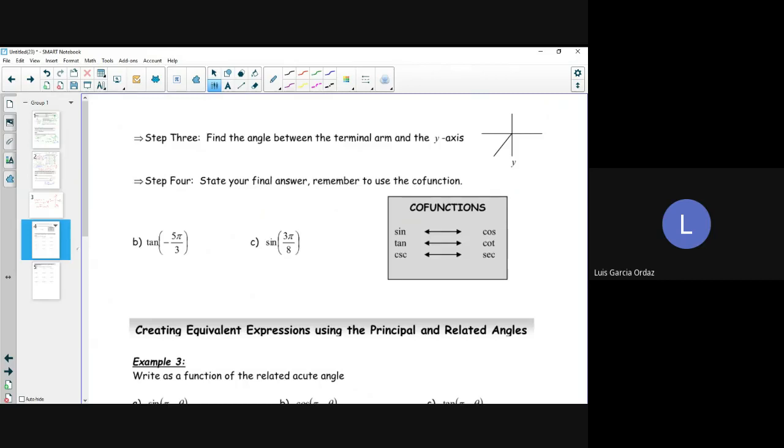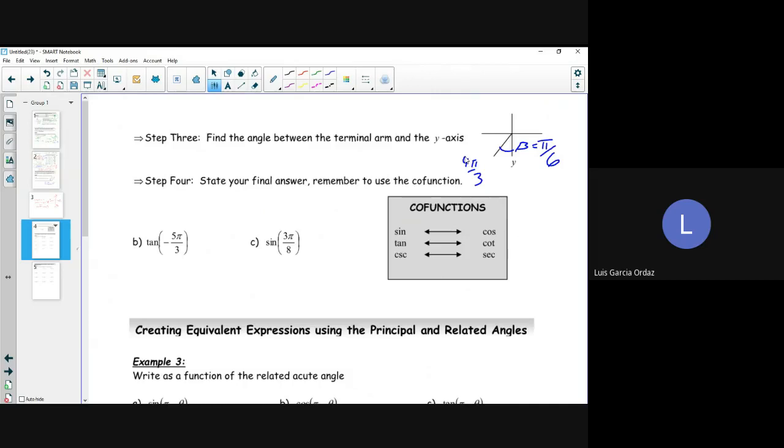Step 3, we want to find the angle between the terminal arm and the y-axis. So if this is 4 pi over 3, what is the correlated acute angle closest to the y-axis? Pi over 6. And step 4 is state your final answer and remember to use the cofunctions.